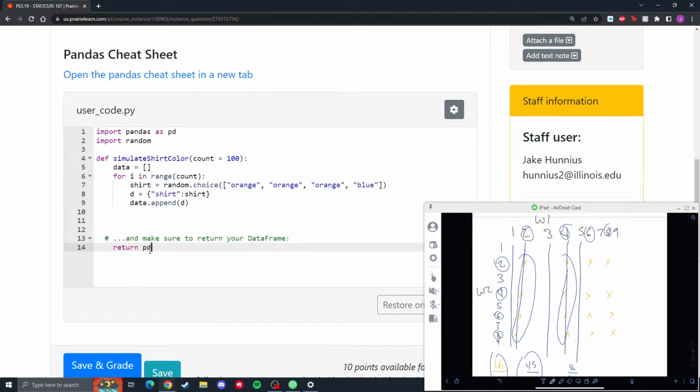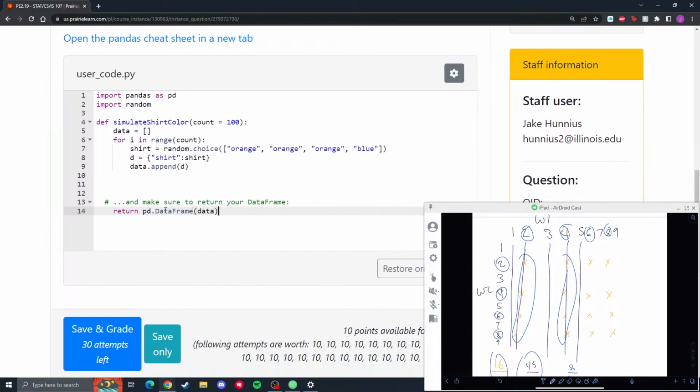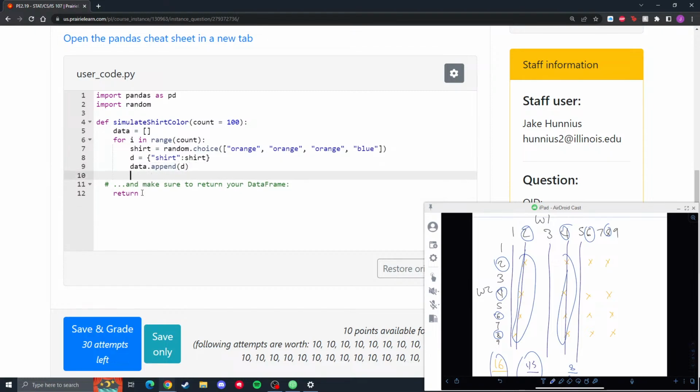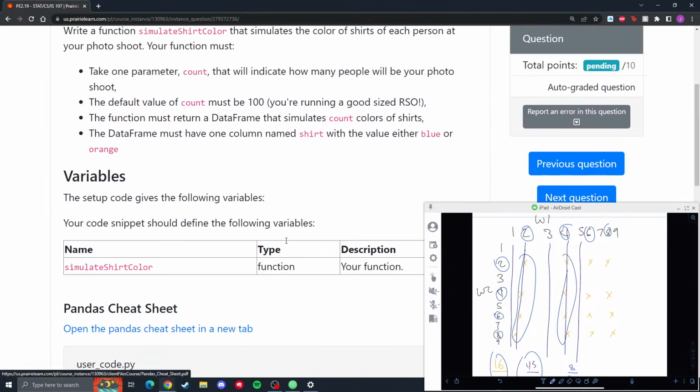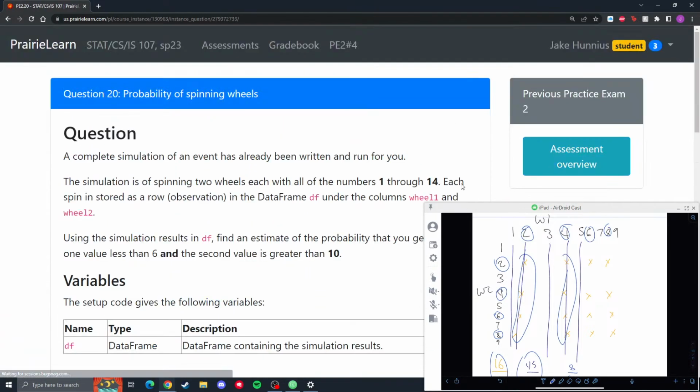Yeah. So it all depends on the strategy you use for how you can finish quickly. So instead of saving it, I'm just going to return pd.DataFrame of data. Or you could do this and just set df equal to this, and then return df. Either of those two ways work. Yeah, we got that one right, so let's go ahead and move on to this next one.